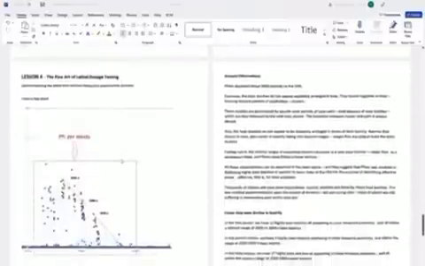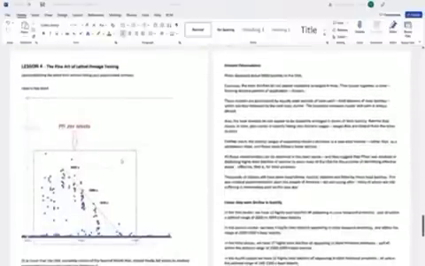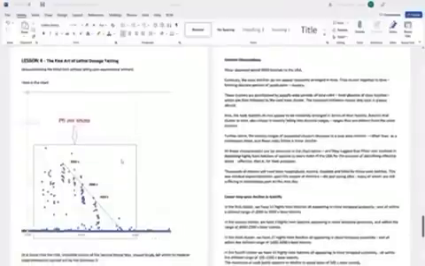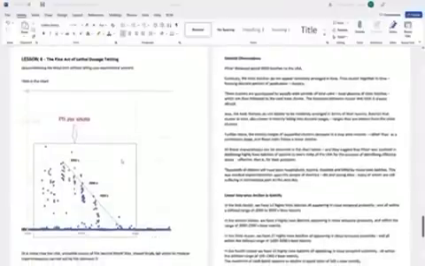Lesson 4. The fine art of lethal dosage testing. Establishing the lethal limit without telling your experimental animals. Here's a close-up of the deployment of all the batches by Pfizer in the USA, which followed the Moderna deployment.